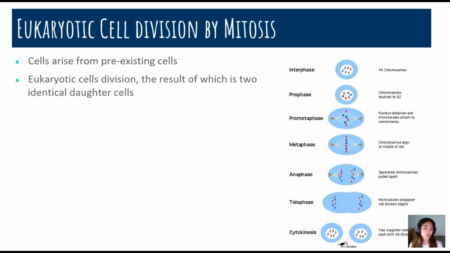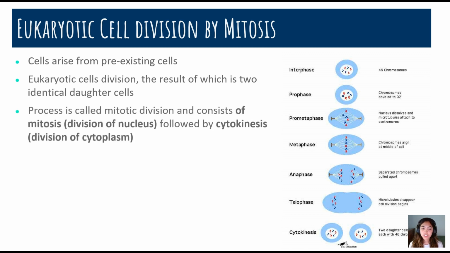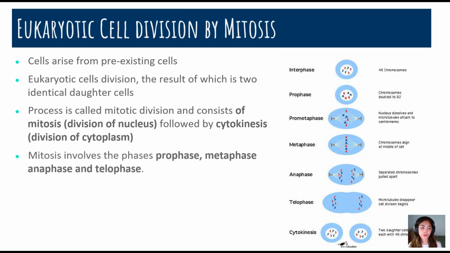Eukaryotic cells, like I said, this is their version of dividing and making themselves into more versions. Same as binary fission, we produce two identical daughter cells, and we can see at the end here we've got two daughter cells formed. This process is called mitotic division, and it consists of both mitosis, which is this section here, followed by cytokinesis. That is the process that we're going to be going through.